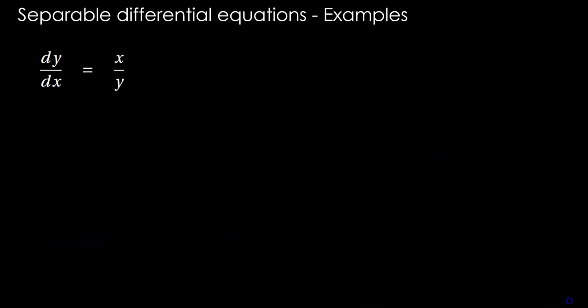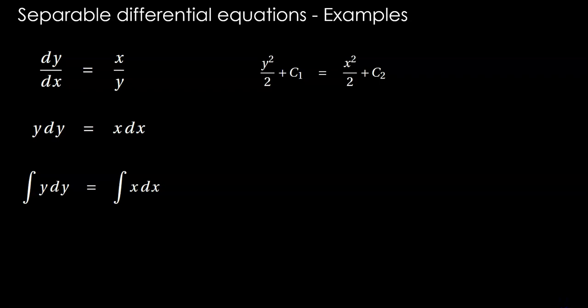So our first example, dy/dx equals x over y. Cross multiplying, I get y dy equals x dx. Integrate both sides, pretty straightforward, just power rule. y squared over 2 plus c1 equals x squared over 2 plus c2. Because when you integrate, you're supposed to add an arbitrary constant. But I've got an arbitrary constant on the left and an arbitrary constant on the right. I'll bring it over and have one arbitrary constant on the right, because who needs all these arbitrary constants?